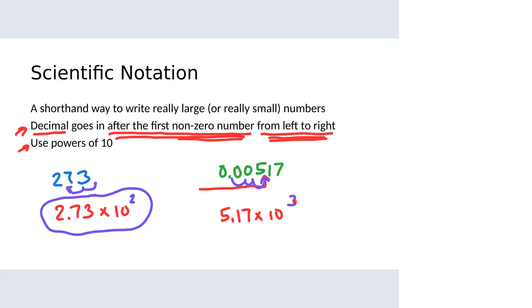Here's the thing, though. This 5.17 has to get smaller to become 0.00517. Since that's true, we're going to use a negative exponent. And the idea here is we're actually dividing by 10 to the third, but we're going to write it as multiplication because that's how scientific notation works. And because we're wanting to divide by 10 to the third, we'll multiply by 10 to the negative third. And so in scientific notation, that number would be written as 5.17 times 10 raised to the negative third.